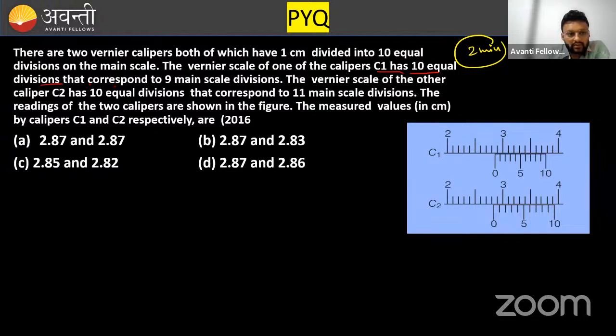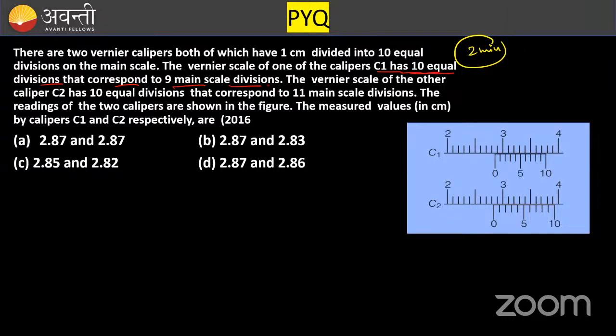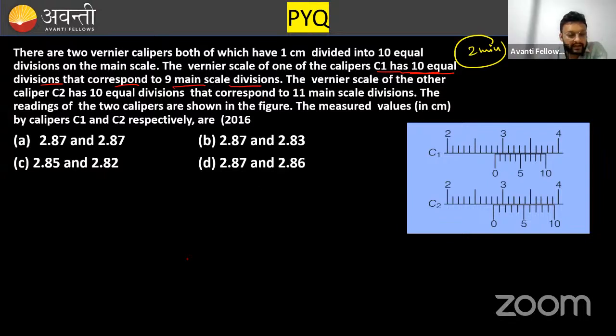P1 has 10 equal divisions that correspond to 9 main scale divisions. Okay, tell me, is C1 normal or abnormal? Normal. So we can directly use the formula for C1. The zero is here, so the main scale reading is 2.8 plus.